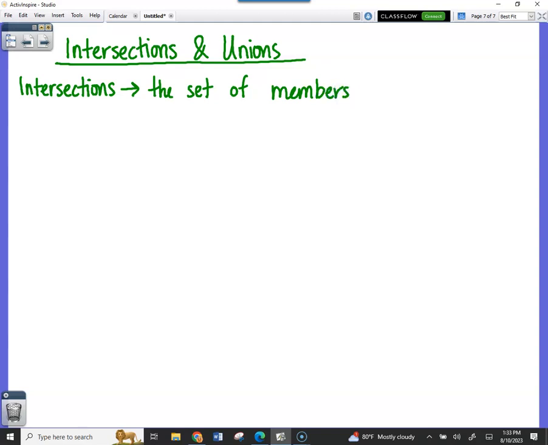Now, I use the word members here because I used it last year on my notes, but it also could be the word elements. Members, elements, things, pieces, whatever you want to do. So, intersection is the set of members or elements that are common to both sets.